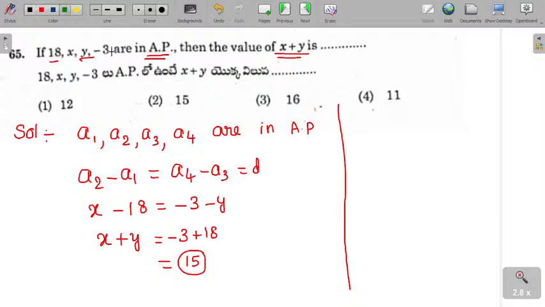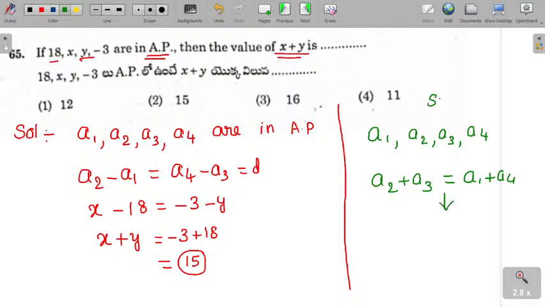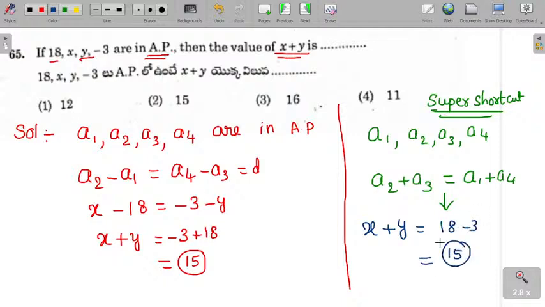Now whenever 4 terms are there, A1, A2, A3, A4, my dear students, remember A2 plus A3 is equal to A1 plus A4, directly we can write. So according to this super shortcut, you should not do anything, directly we can write our answer. So x plus y is equal to 18 minus 3. So the answer is 15. Without paper and pen, just by seeing the question we can write the answer. So the second option is the right option.